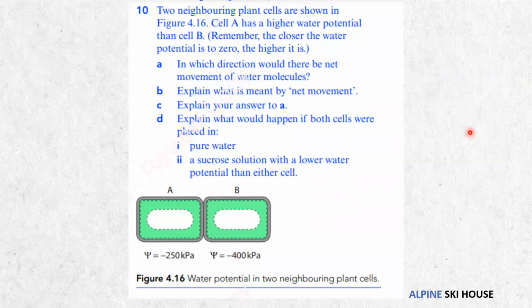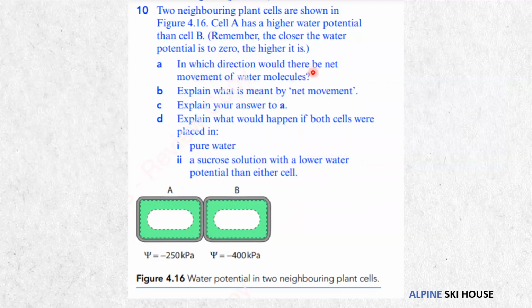Okay. So this is a question from your book. Two neighboring plant cells. Cell A has a higher water potential. How do I know it has a higher water potential if it wasn't mentioned here? By looking at this water potential value. This little trident symbol is used to show water potential. It says minus 250, and we know it's less negative. Near to zero is high water potential. This is minus 250, this is minus 400. So obviously water is going to move from higher potential to much lower potential. It's going to move from A to B.